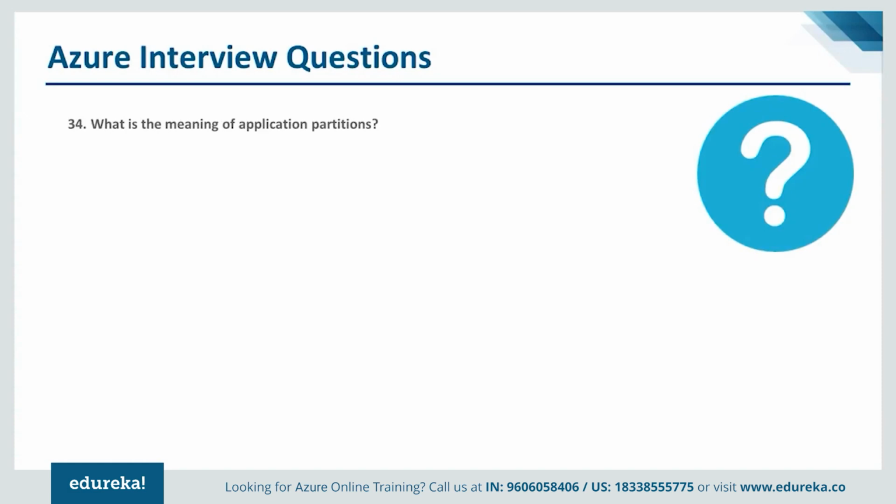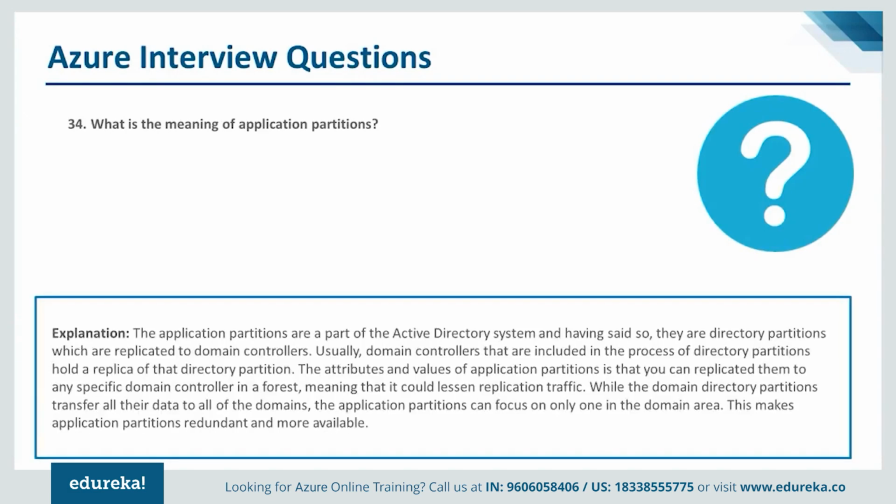Now, what is an application partition? Application partitions are a part of the Active Directory system. They are directory partitions which are replicated to domain controllers. Usually the domain controllers that are included in the process of a directory partition hold a replica of that directory partition. Maybe you can read some more information. My domain controller has 4 types of partition: one is configuration, one is schema, one is my domain partition, and then you have my application partition. All the information related to the application goes in the application partition.